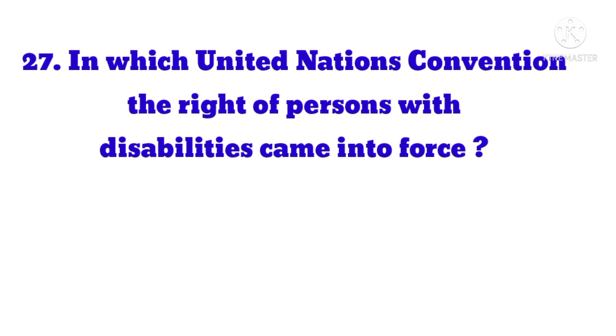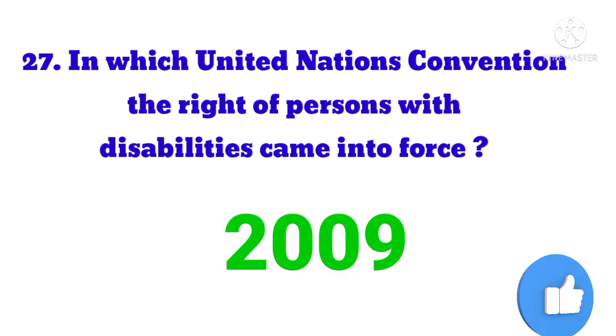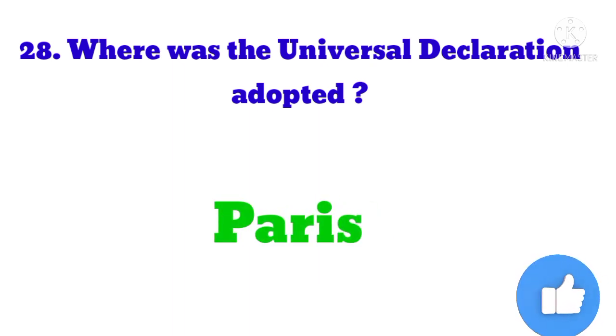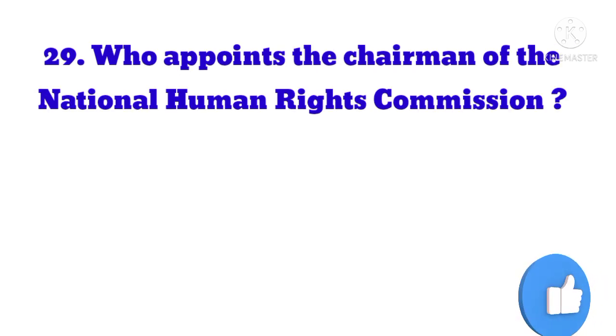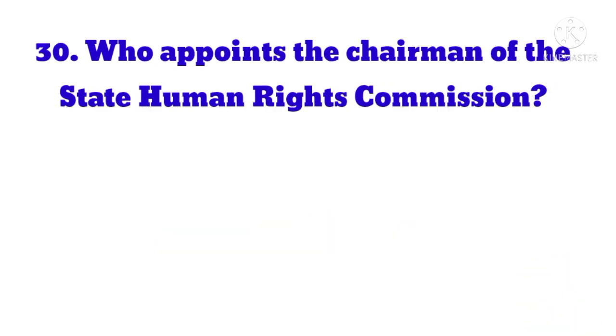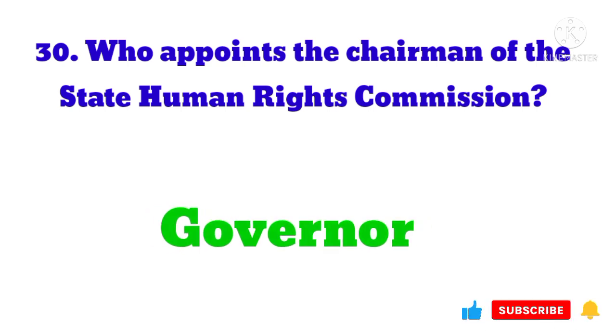In which United Nations Convention did the rights of persons with disabilities come into force? Answer is 2009. Where was the Universal Declaration adopted? Answer is Paris. Who appoints the chairman of the National Human Rights Commission? Answer is President. Who appoints the chairman of the State Human Rights Commission? Answer is Governor.